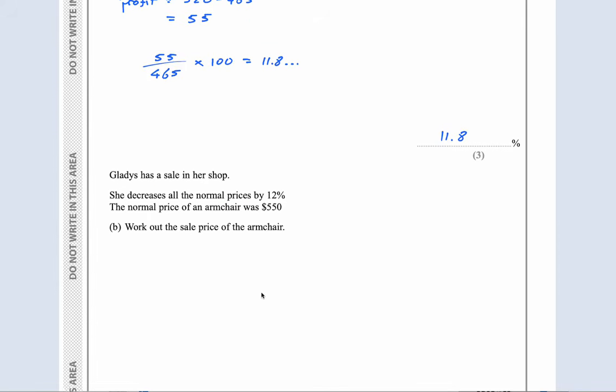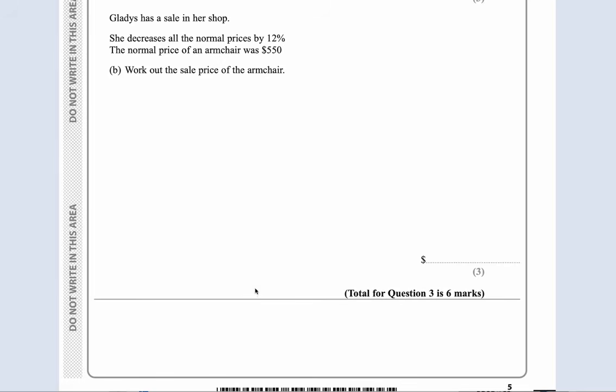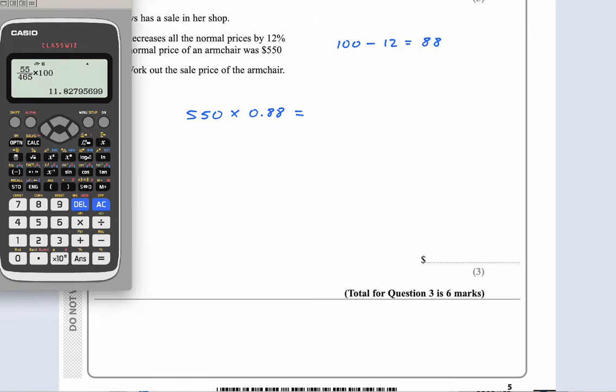So I just need to decrease that by 12%. You could find 12% and then subtract it. My favorite way to do this, guys, just because it's the quickest way, and it helps when you're doing depreciation over multiple number of years, I'm just going to multiply it by 0.88. Why 0.88? Well, because 100% minus 12% is 88%. So if I get 88% of this, it's the same as decreasing it by 12%.